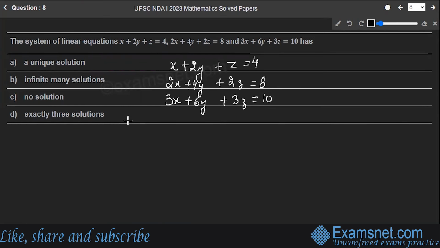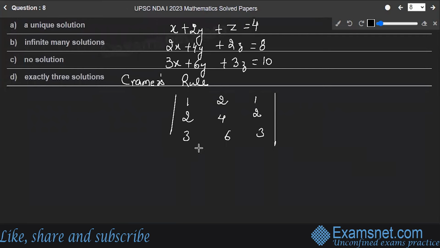So by Cramer's rule, let's find out the determinant. 1, 2, 1, 2, 4, 2, 3, 6, 3. So this is equal to, I'll take 2 common from this second row: 1, 2, 1, 1, 2, 1, 3, 6, 3. So the two rows are equal. That means the determinant is equal to 0.